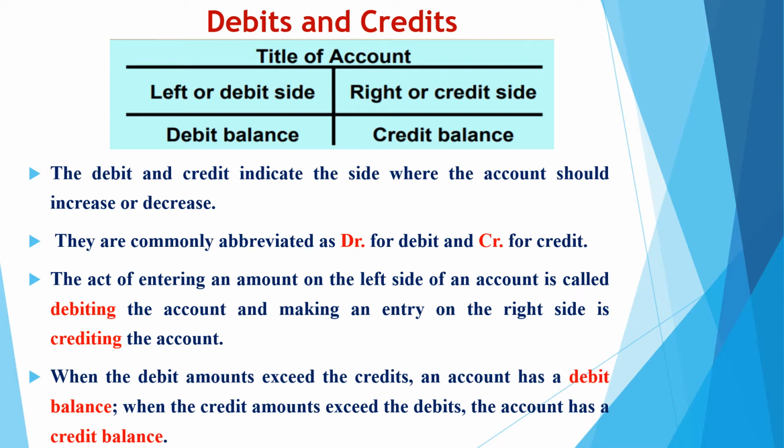However, when the sum of the debit amounts exceeds the sum of the credit amounts, the difference between the sum of the debit and the sum of the credit is called debit balance. And the debit balance is located at the end of the left side or the debit side. And when the sum of the credit amounts exceeds the sum of the debit amounts, the difference between the credit amounts and the debit amounts is called the credit balance. And the credit balance is located at the end of the right or the credit side.